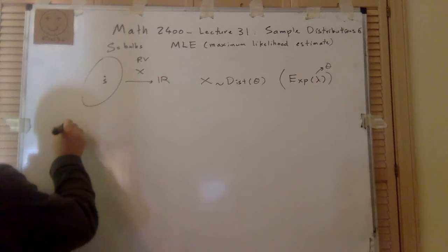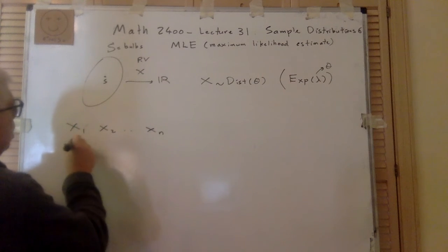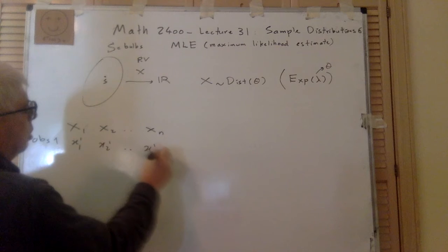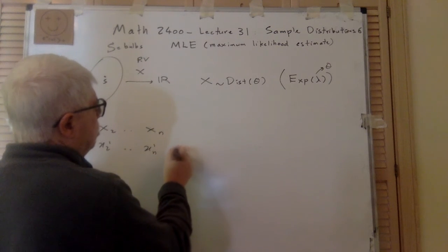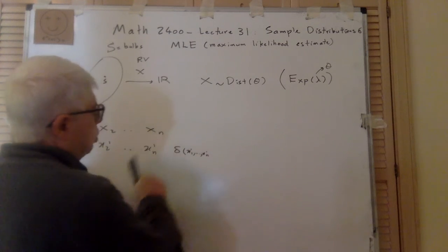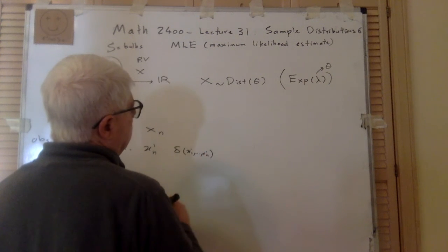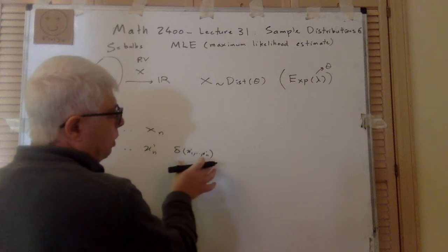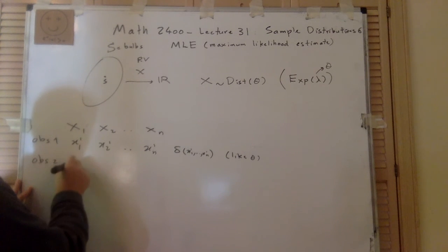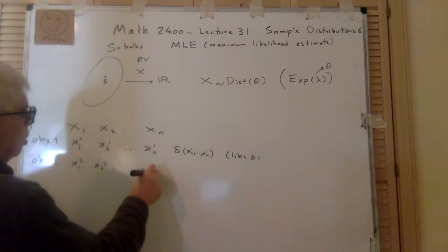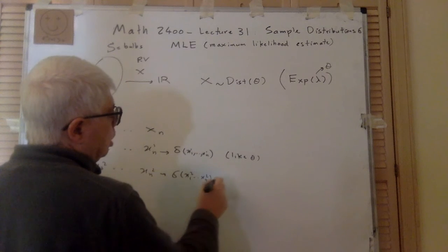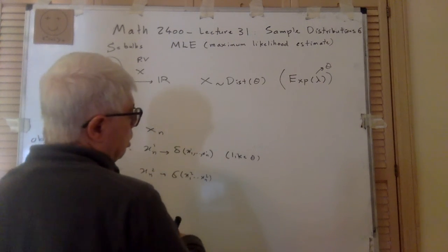Let me go back to that chart I had. So I have x1, x2 up to xn. For observation 1, you have x1,1, x2,1, up to xn,1, and here you come up with something that usually they call delta of x1,1 up to xn,1. And that is your estimate, like the theta we found. Then for observation 2, you find x1,2, x2,2, up to xn,2. That gives you delta, now this time with 2, and that is again an estimate for theta.